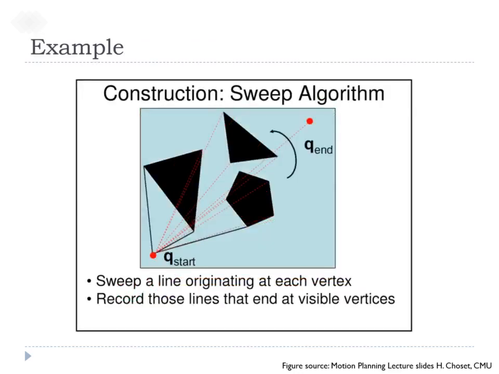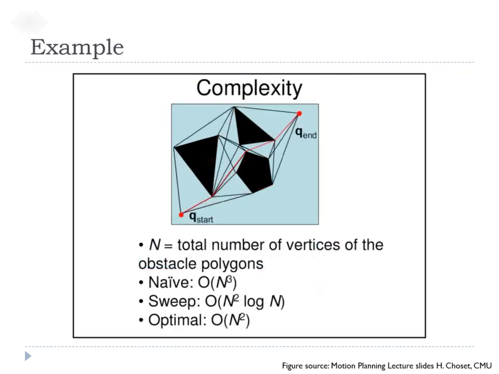So we sweep a line originating at each vertex. We record those lines that end at a visible vertex of an obstacle. In this way, you can construct a visibility graph as shown here by black lines. And then from the Q start, that is the starting position, to the Q end, that is the end position, we can find out the shortest path by using any standard method of shortest path finding.